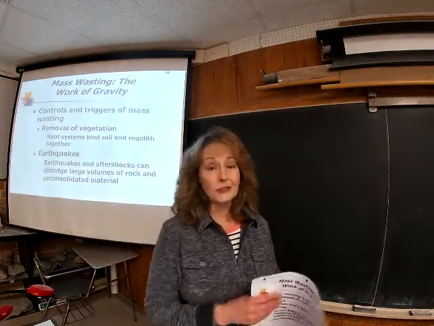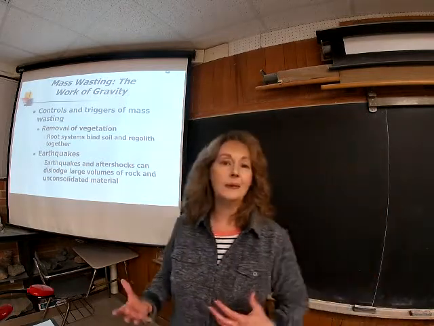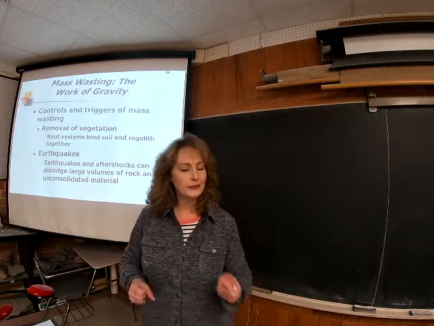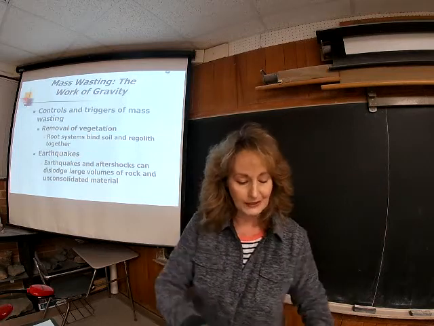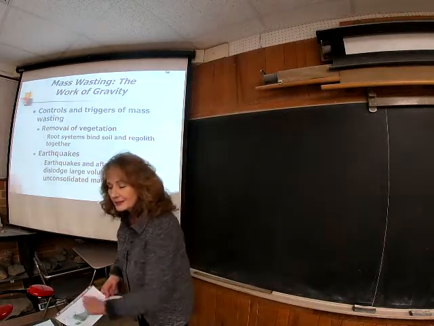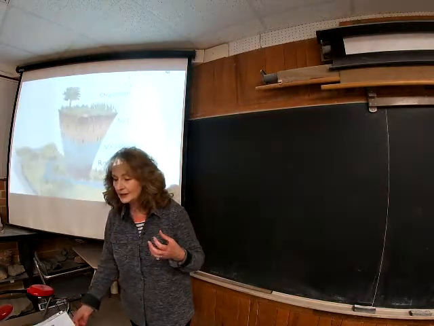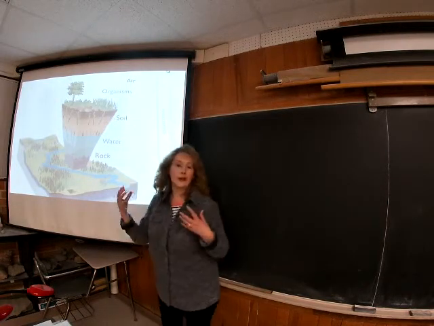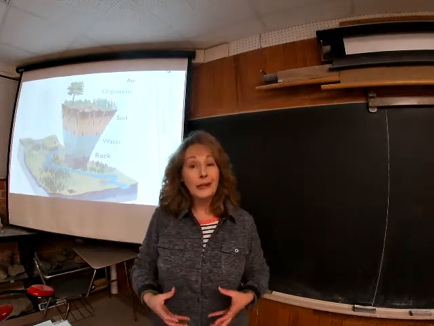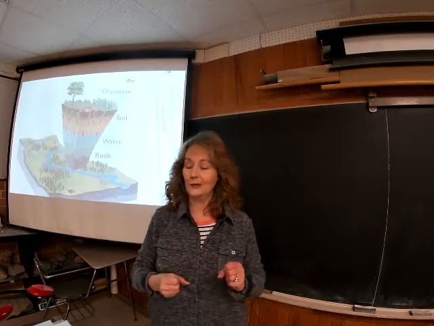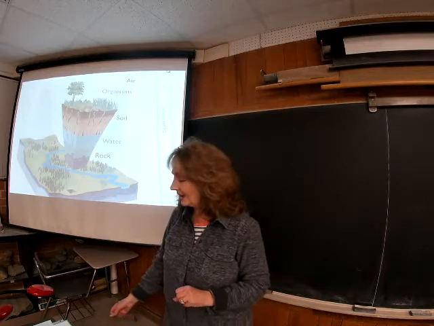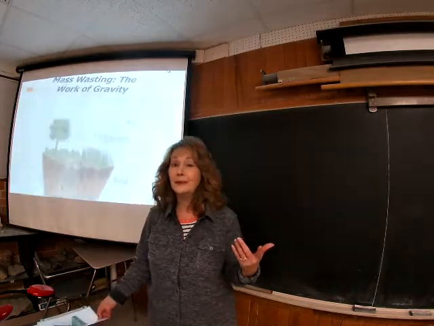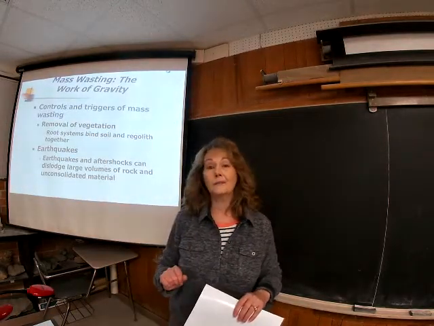Removal of vegetation. Vegetation helps to stabilize the sediment through its root systems. Those root systems will hold the soil together. The root systems and the regolith, that unconsolidated material, the soil. The roots of the grasses and the trees, various plants, will hold the sediment together. You remove that vegetation, and there's nothing to bind it. And so that can trigger mass wasting.